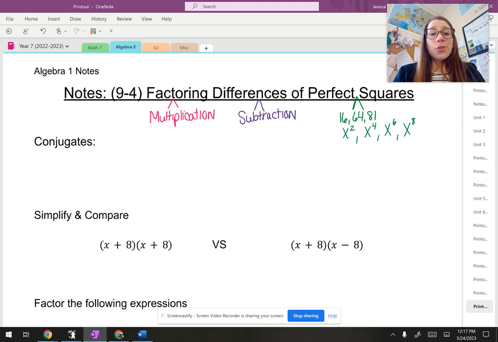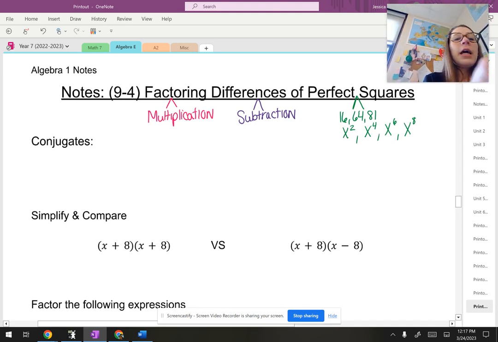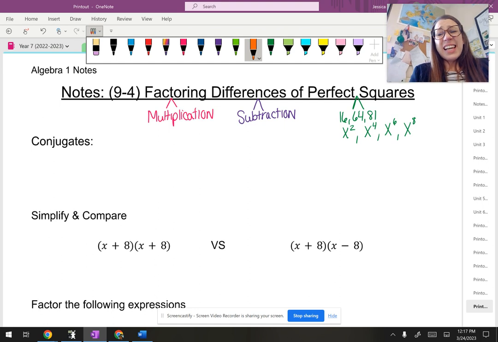Not odd numbers or odd exponents, because in order to get up to x to the fifth, I would need to multiply by x to the fourth and x, or x to the second and x to the third. And that doesn't work. It's not the same thing, so it's not a perfect square. You get the gist.